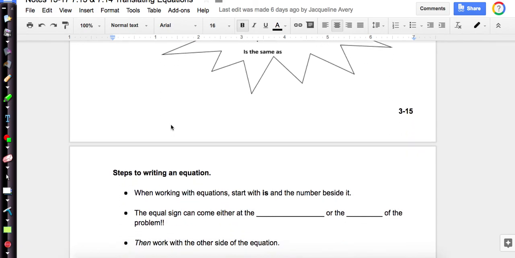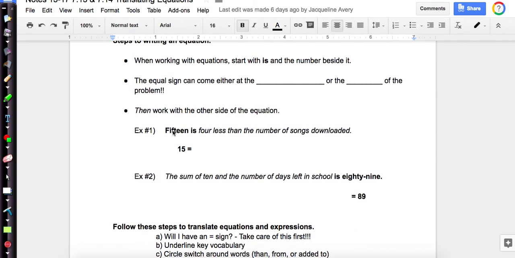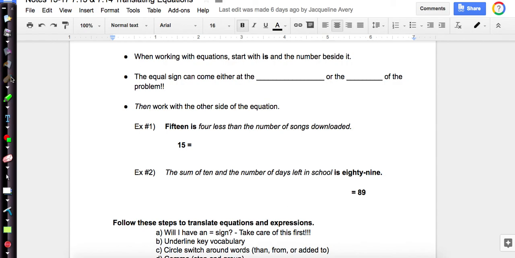Okay, let's turn the page, and here are steps to writing an equation. When working with equations, start with is and the number beside it. The equal sign can come either at the blank or the blank of the problem. Good, beginning or the end of the problem. Then work with the other side of the equation.